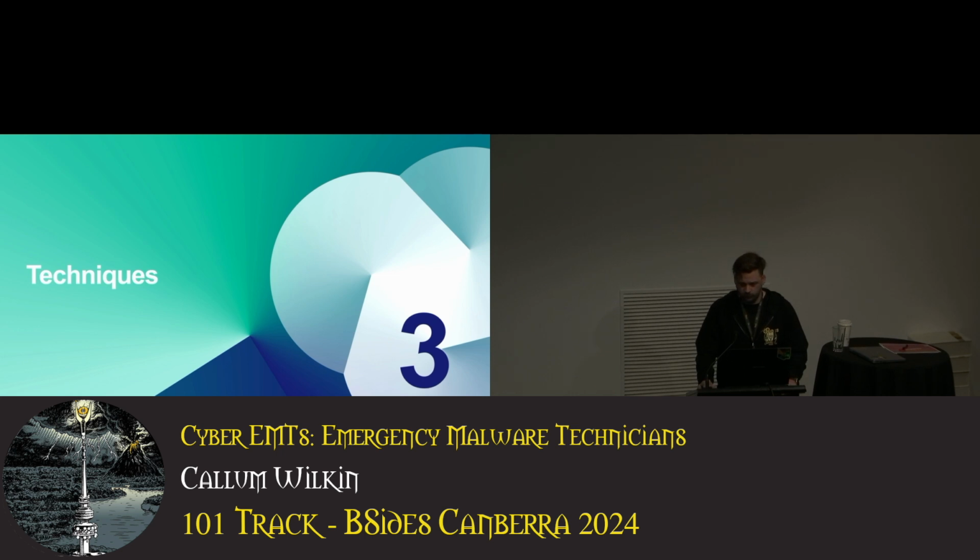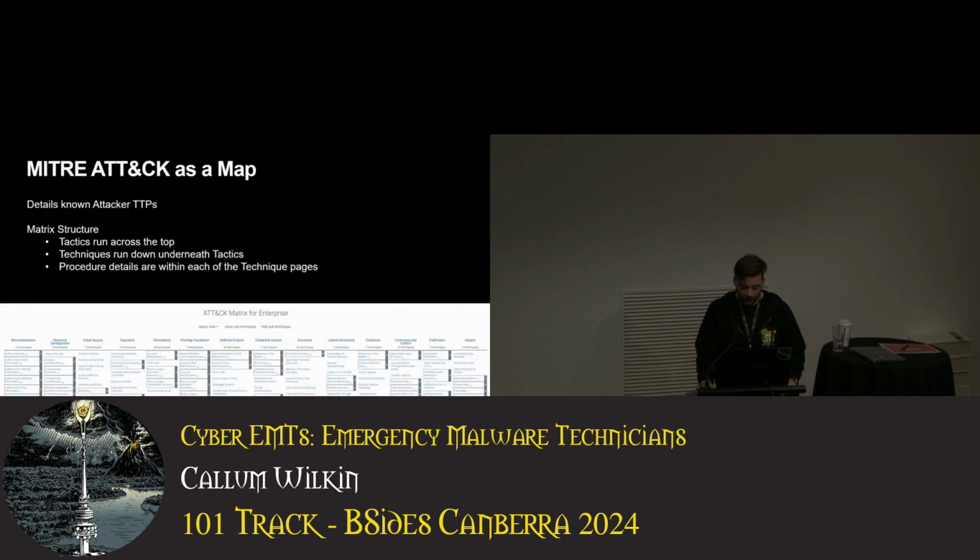All right, so the last section is just some techniques I use during incident response to try and make things a bit faster and a bit more efficient. So starting with MITRE ATT&CK as a map. For those unaware, MITRE ATT&CK is a framework of the threat actors' TTPs, or tactics, techniques and procedures, presented in a matrix structure. Tactics are listed across the top, left to right, in a loose order of progression in an intrusion. Techniques are listed underneath, and clicking on a technique within the matrix provides descriptions and procedures used by attackers that are seen in the wild.